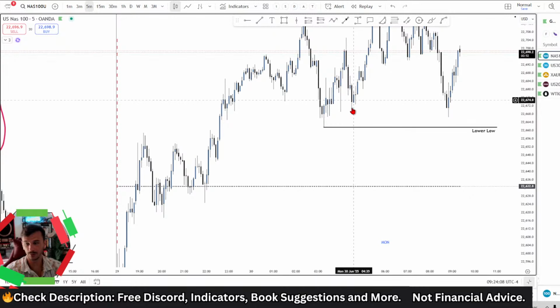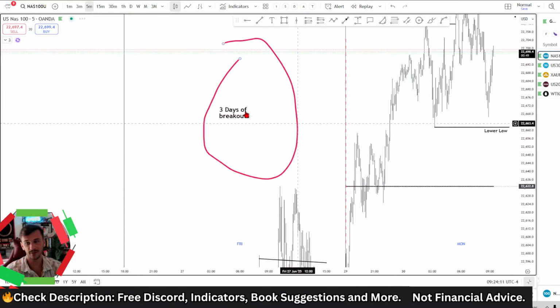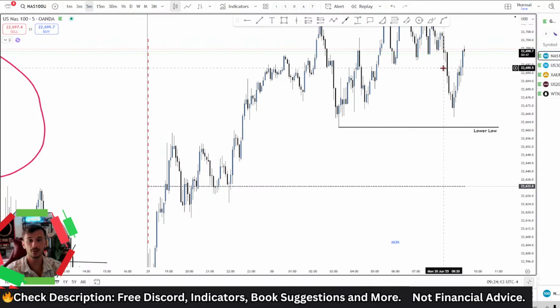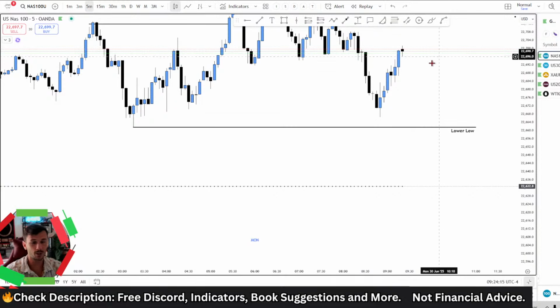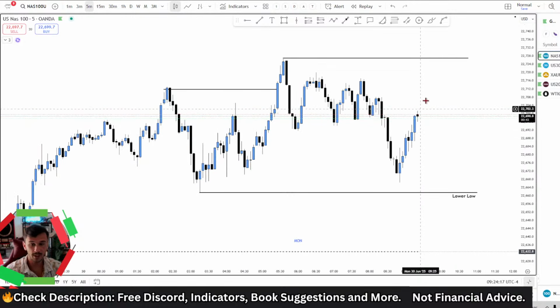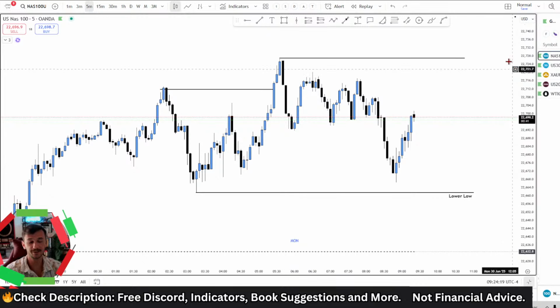We're at the high of the current week. We're at the high of the previous week. We've had 3 days of breakouts. We have a lower low. This is something that I at least would like to watch. Will I actually execute on it? I have no idea. But I'd at least like to watch.